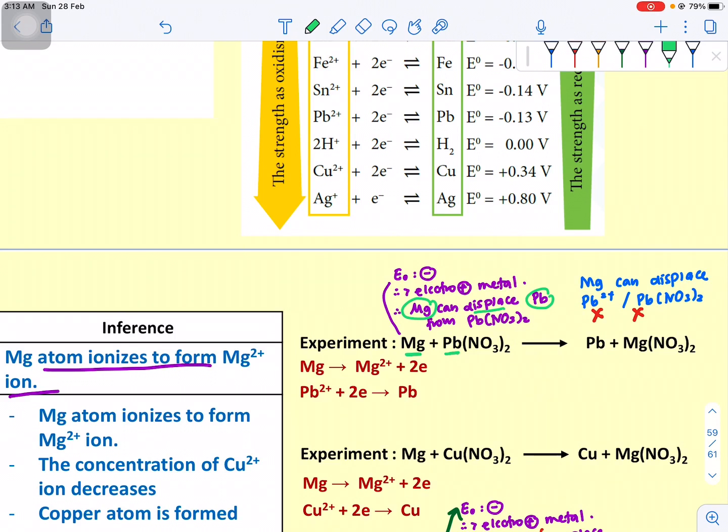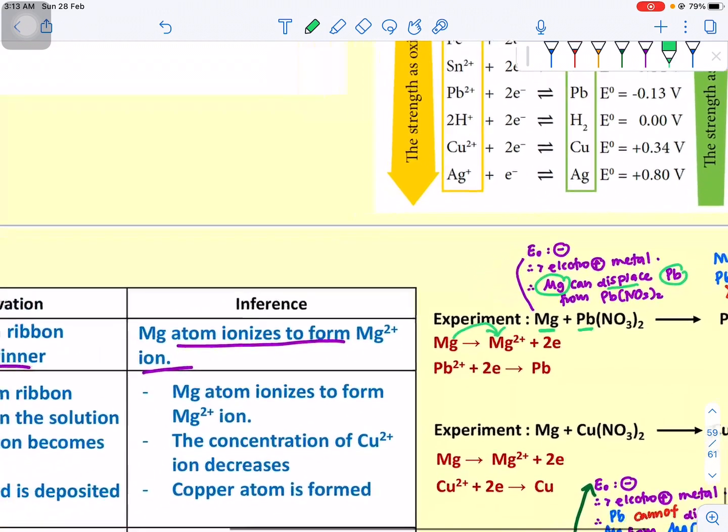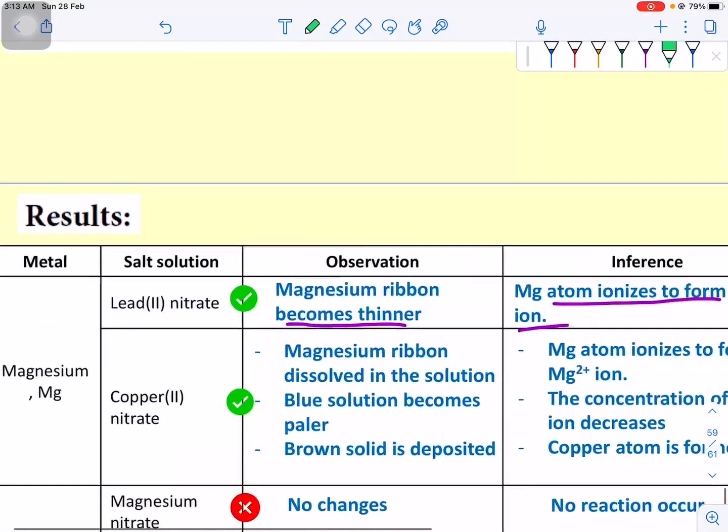Kena tulis betul-betul Mg displace Pb, sebab konsep dia metal displace metal. If you write metal displace Pb2+ or Pb nitrate, it will be wrong statement. Okay, sebab Mg tendang Pb keluar, maka Mg lah masuk dalam larutan. Bila Mg masuk, Mg bertukar jadi Mg2+ + 2e. Pb pula tukar tempat, daripada dalam ion dia keluar menjadi atom. So Pb2+ + 2e become Pb.